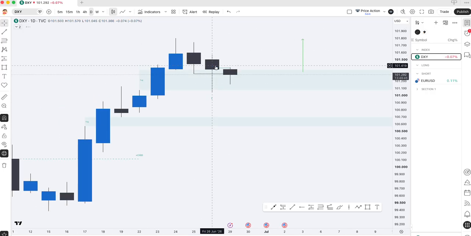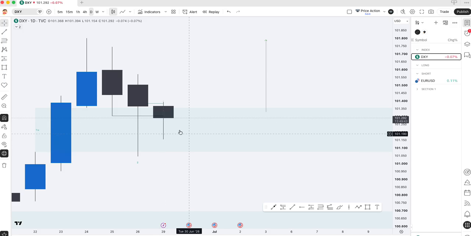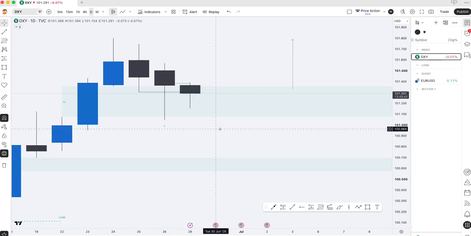We have a C2. Today, I'm expecting a C3 and it already made a wick. So if it wants to go up, it will go up now. Why? Because we have a wick already. Form a body and make a C3.